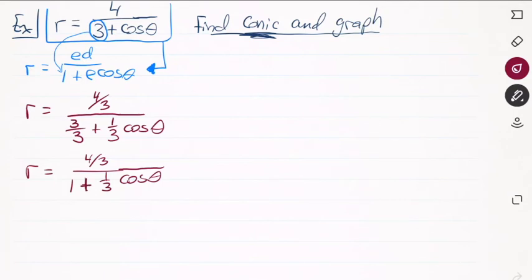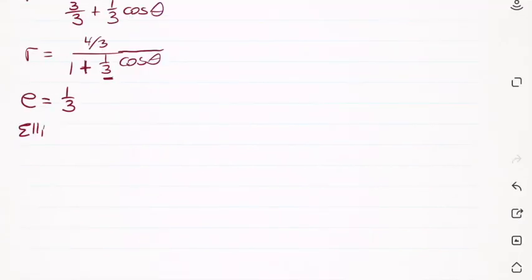Because right off the bat, I know what E is equal to, because E is the coefficient of cosine, and the coefficient of cosine is 1/3. So I know for sure that the eccentricity of this graph is 1/3. The other thing I know about it is this is an ellipse, because the eccentricity is between 0 and 1, 1/3 being a number between 0 and 1. So we know what E is equal to.